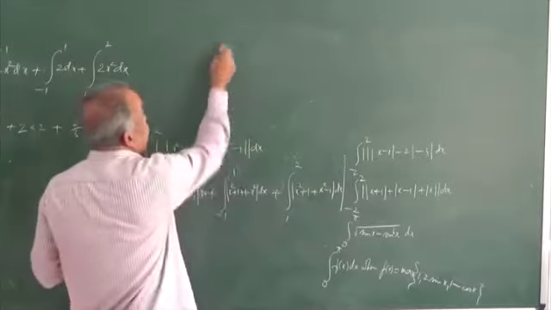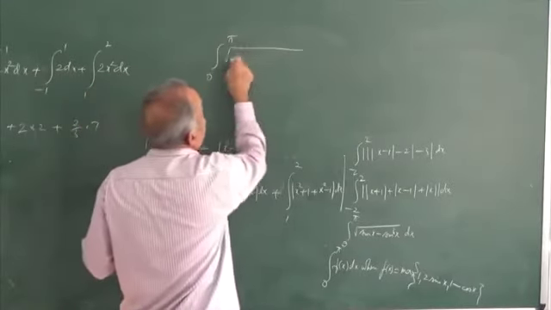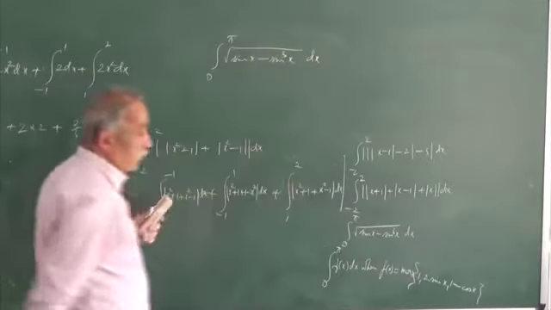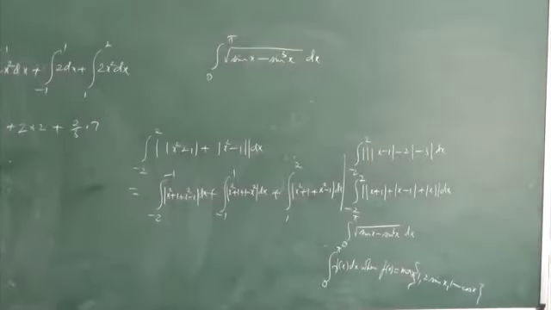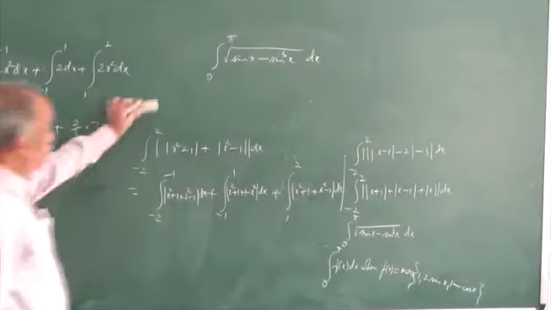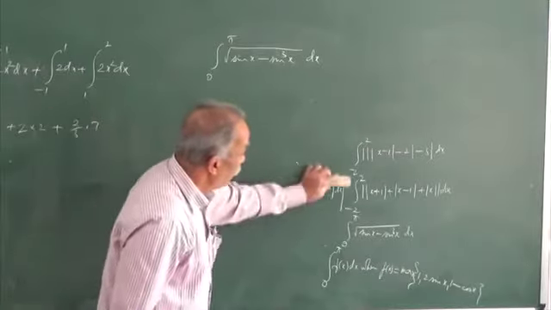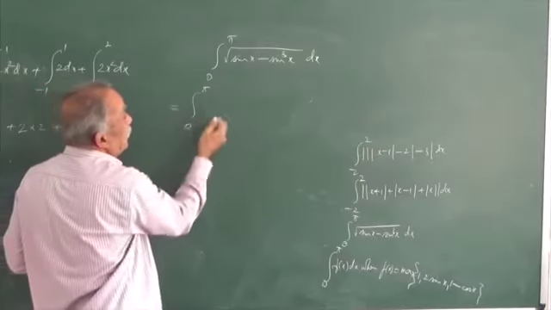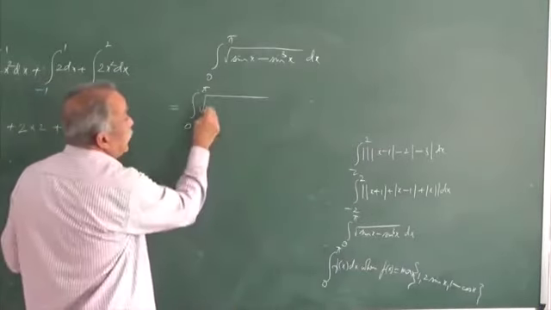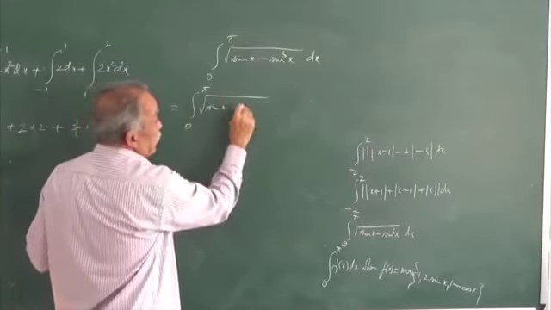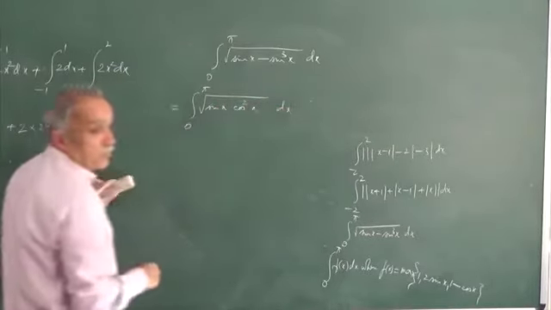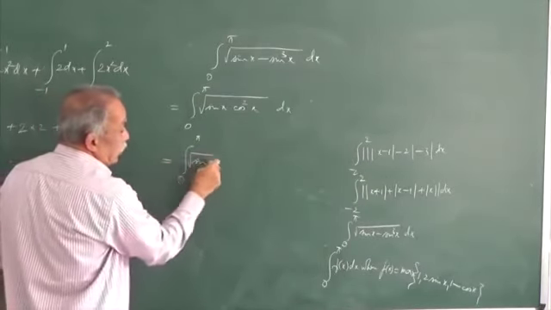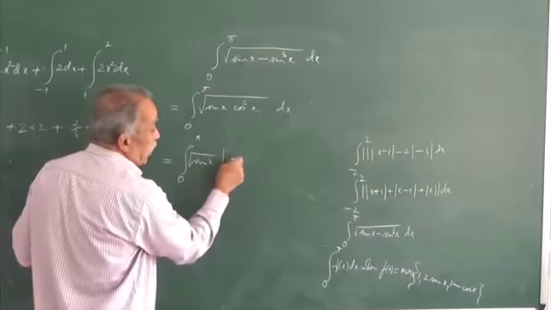So our next application will be simple. Integrand is root of sin x into 1 minus sin square x cos square x. It is 0 to pi root sin x into root cos square x. Root cos square x is mod cos x.